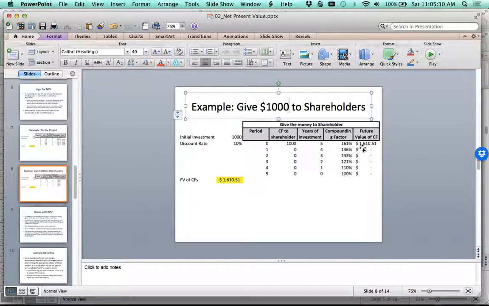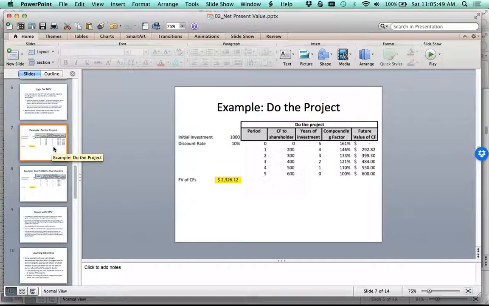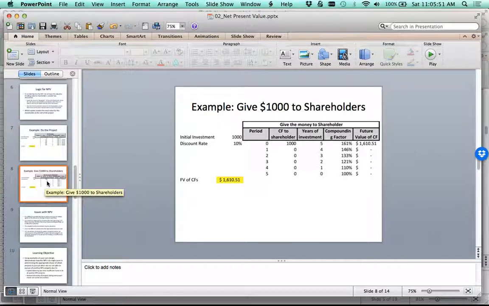So it'll be $1,610.51. All right. They won't get any cash flows in the future years because we didn't invest it, so we don't have those cash flows to give them. And so they're just going to wind up with the 1,600. So again, if we do the project, 2,300. If we don't do the project, 1,600.